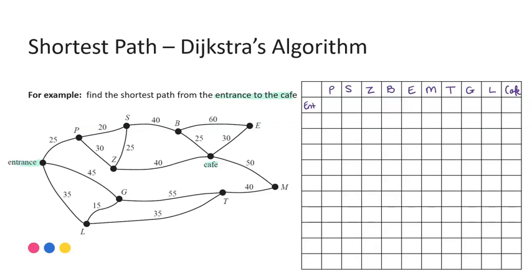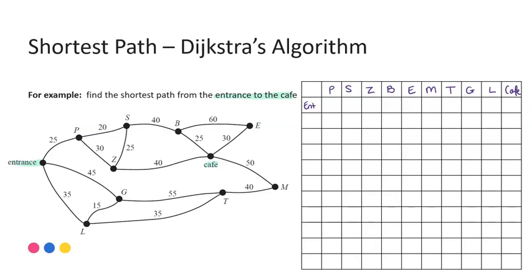So I tend to put the finish point where we want to end up as the very last column, just so that you work your way through in an orderly way, but it actually doesn't matter as long as you have all of the others listed across the top. Okay, so working our way through from the entrance as our focal point.